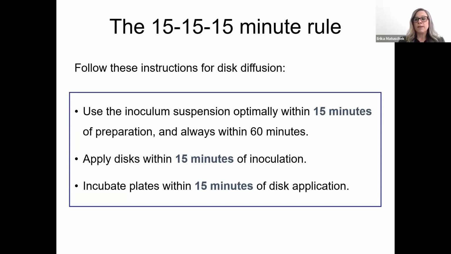The reason for having this recommendation is that the antibiotic will diffuse as soon as the disc is put on the agar surface. The bacteria will start to grow, but many of them will not grow so well at lower temperatures, the room temperature, as in the recommended incubation temperature. And we want that to happen at the same time. We want the antibiotic to diffuse and the bacteria to start to grow at the same time. And we know that delays between those two could result in different zone sizes.